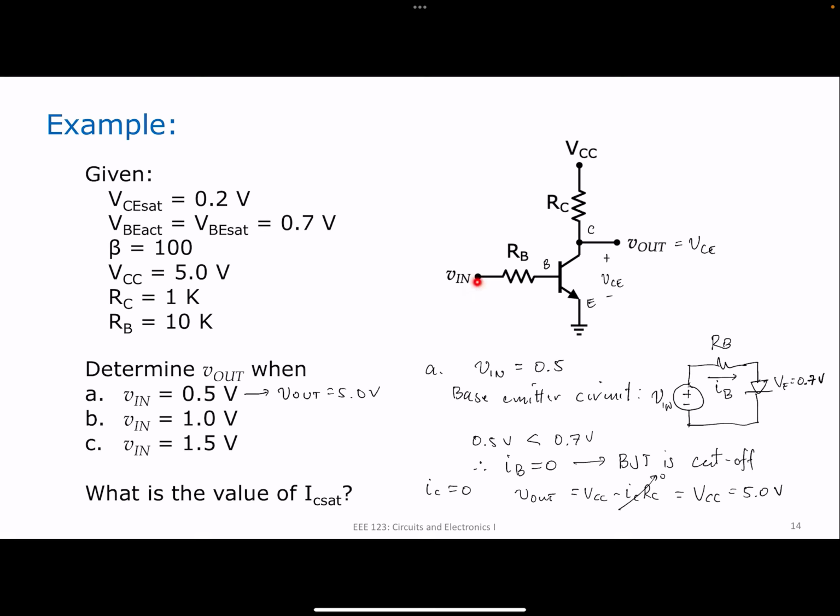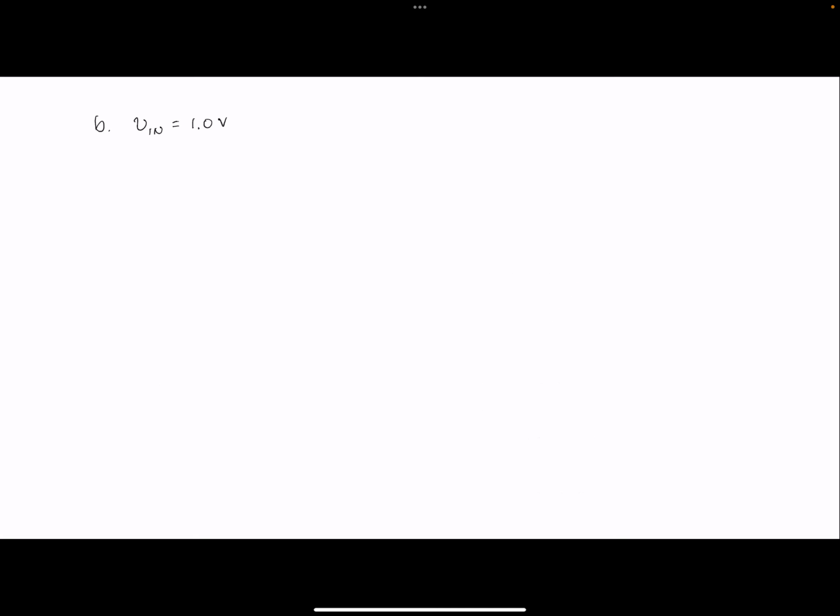Letter B, V in is equal to 1.0 volts. Again, let's apply V in to our base emitter loop. So, my base emitter loop, I have V in, I have RB, and then I have my base emitter diode, whose forward voltage is 0.7 volts. This is 1.0 volts. It's very easy to see that I will get a current that will flow, IB. In fact, IB is going to be equal to V in minus 0.7 over RB.